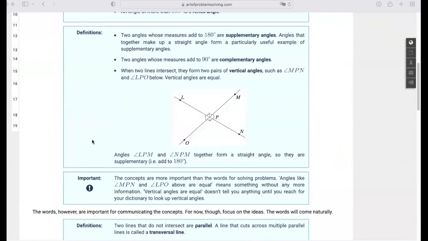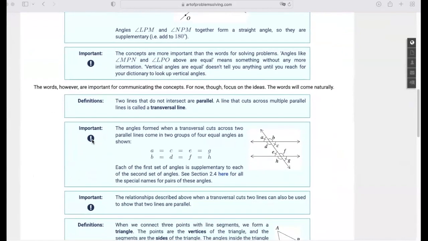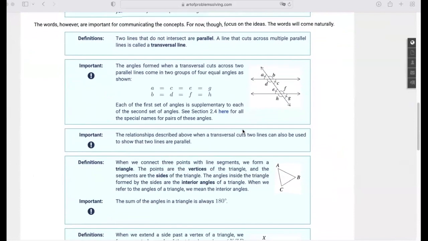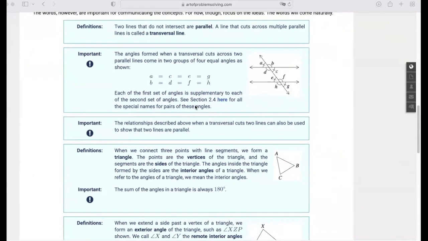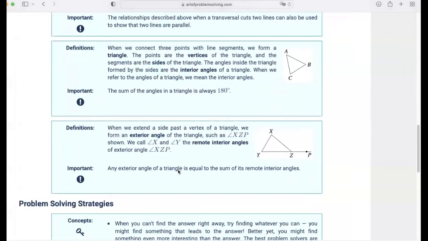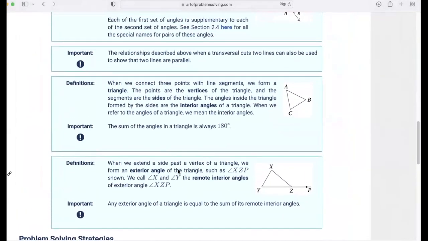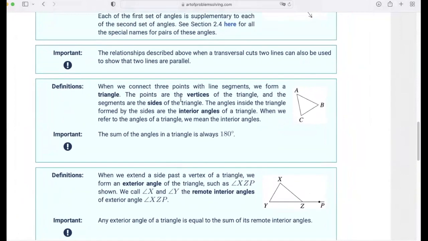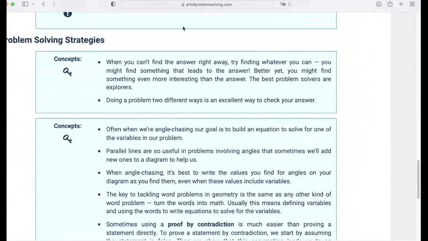And then, we also did the parallel lines and transversal, nothing special. A transversal line is when a line cuts across two parallel lines. So this is called the transversal line, okay? Transversal line, yeah. And then I think the rest is good.